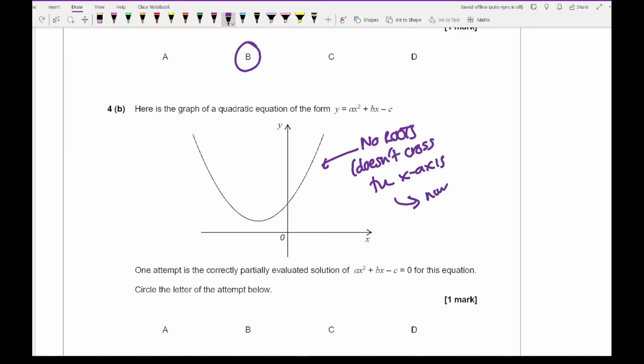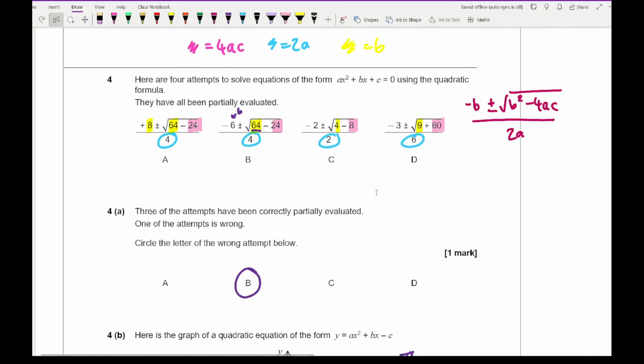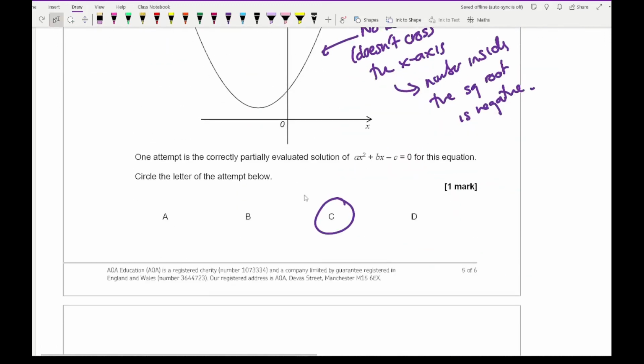So what we're looking for is where the number inside the square root is negative, because obviously you can't square root a negative number, which is why you end up with no solutions. So going back to our four expressions, which one would give us a negative value under the square root? Well, it's going to be C, so that there is our answer.